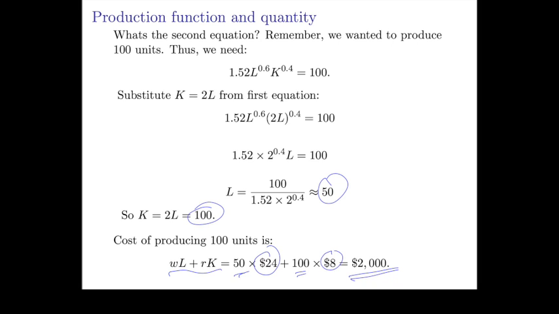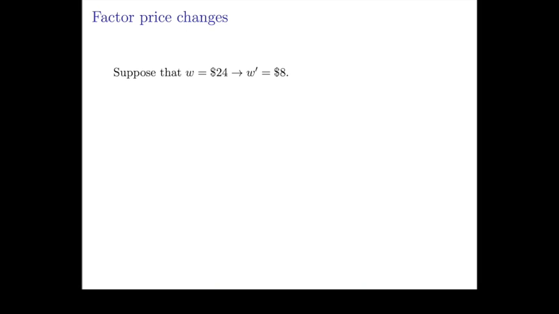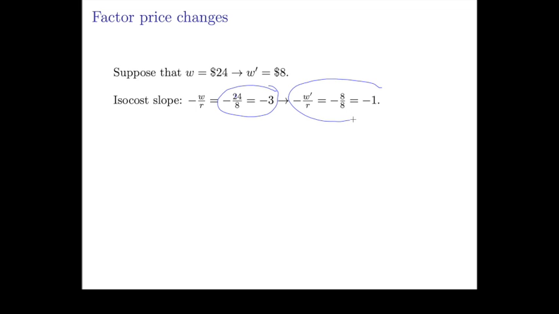Now let's continue with this example and see what happens as the prices of the inputs change. Let's suppose the price of labor drops. So the wage rate goes from 24, it drops down to 8. What happens now? The first thing that happens is that the iso-cost lines are not going to have the same slope anymore. They used to have the slope -3, but now they're going to have the slope -1.